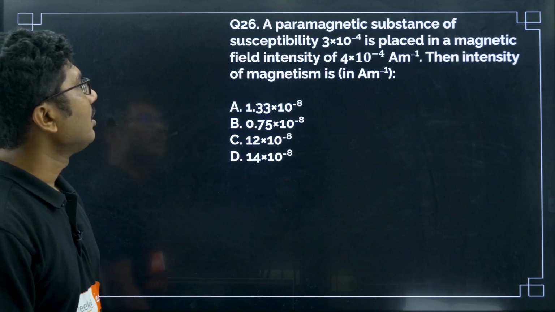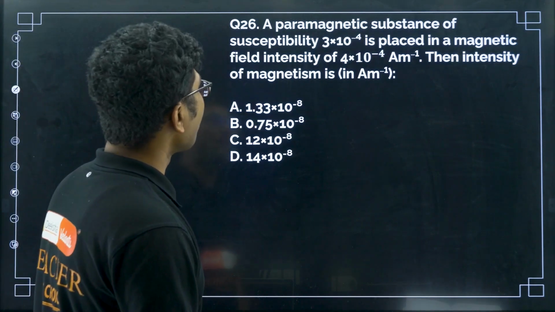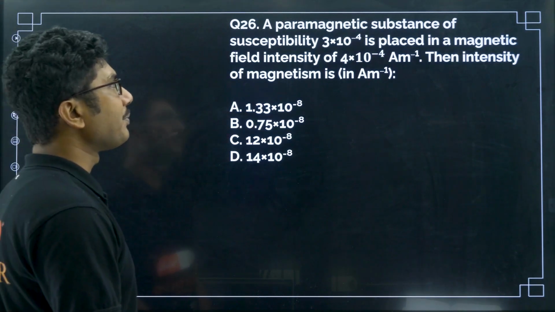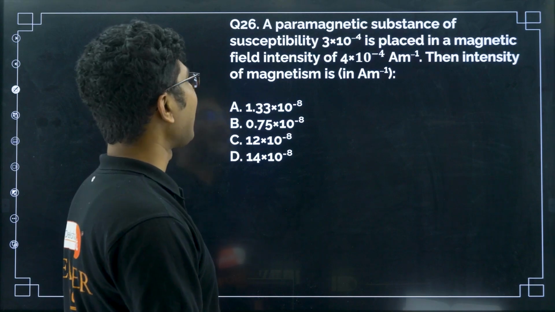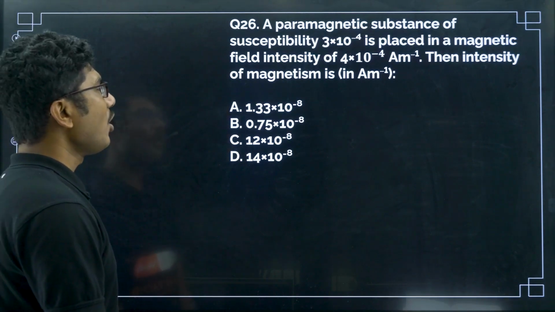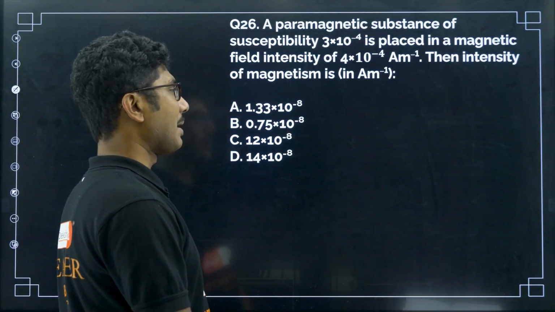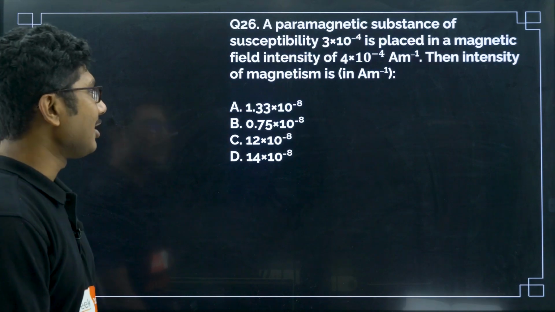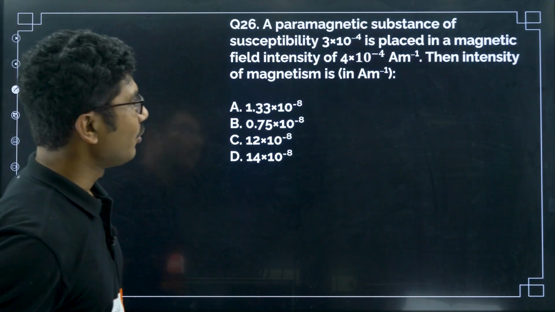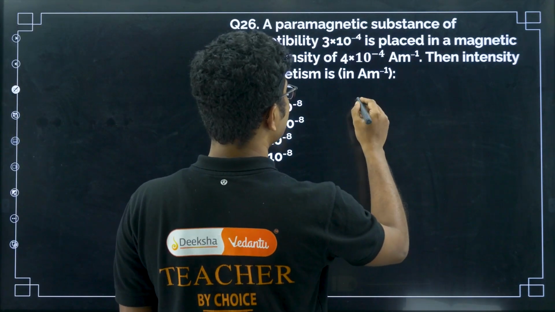Now, let us move on. A paramagnetic substance of susceptibility 3 times 10 to the power of minus 4 is placed in a magnetic field of intensity 4 times 10 to the power of minus 4 ampere per meter. Then the intensity of magnetism is? So what is given? Susceptibility is given.